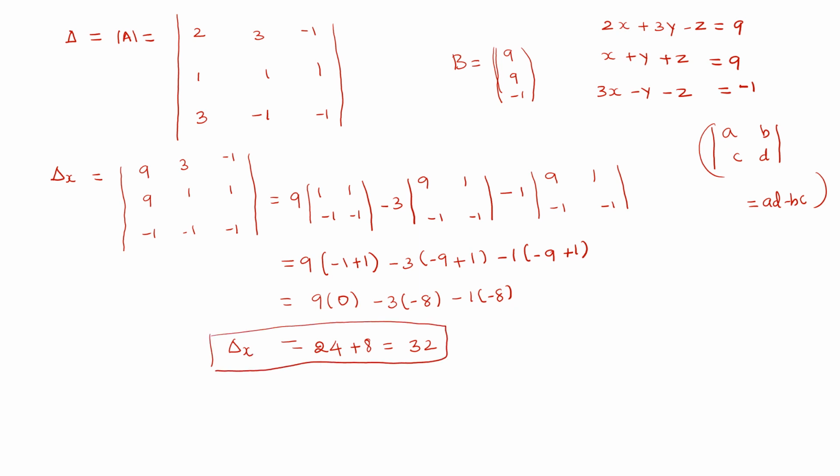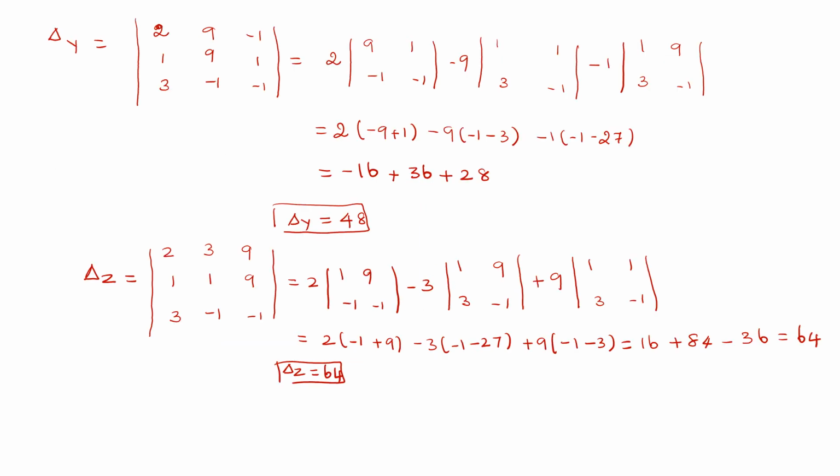Similarly, you can find delta y and delta z. What is delta y? You replace the coefficient of y by the matrix B value. And delta z, you replace the coefficient of z by the matrix B. So we get delta y is 48 and delta z is 64.